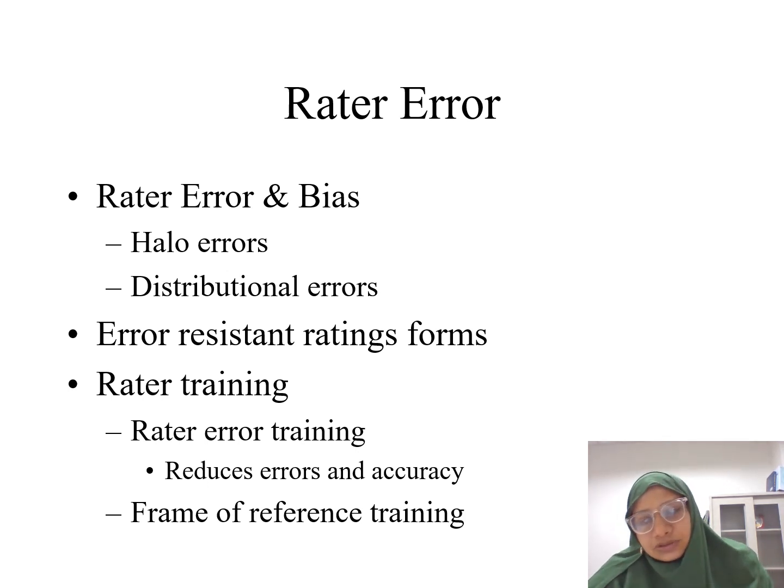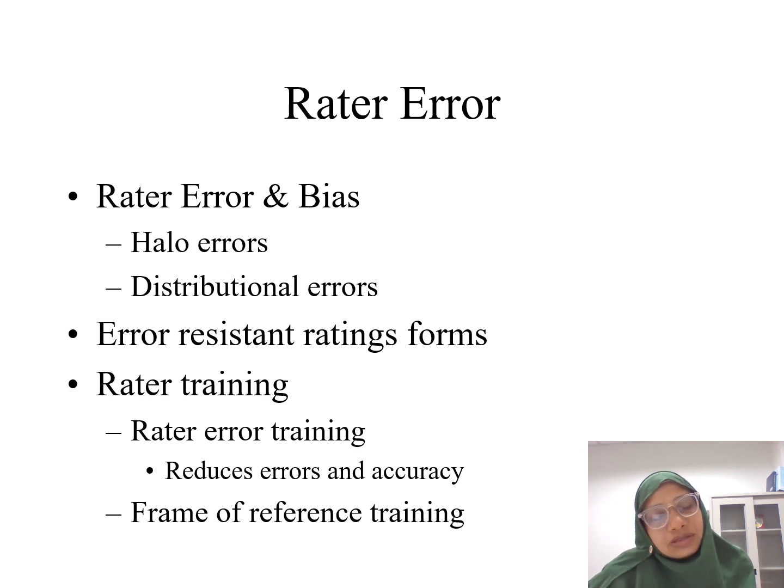And in performance appraisal also, when someone is given low marks because of the rater's problem, the rater's error, it actually impacts their motivation. So we have a few rater errors and biases. First is halo error, which is when the rater has their own thinking style.